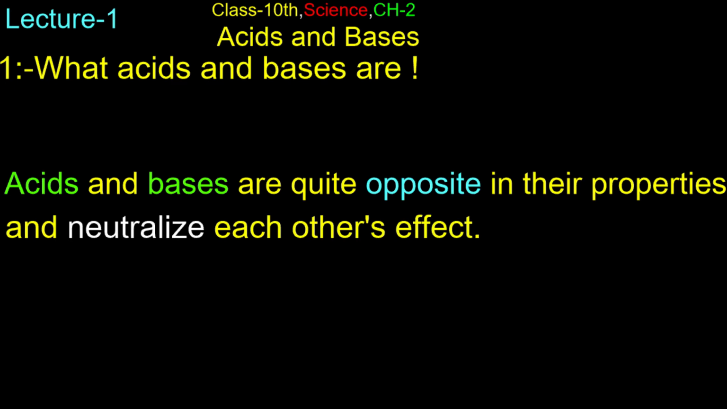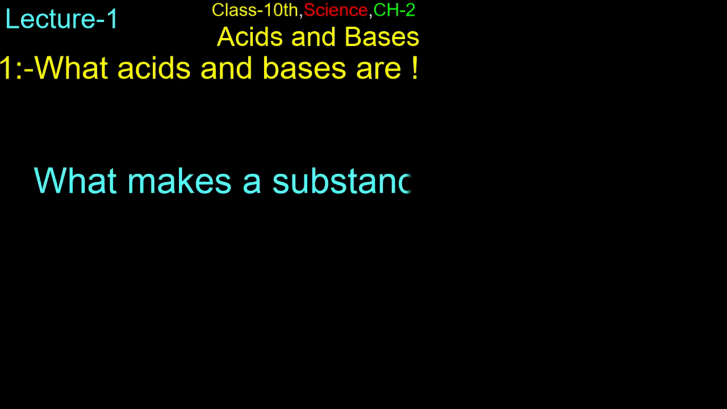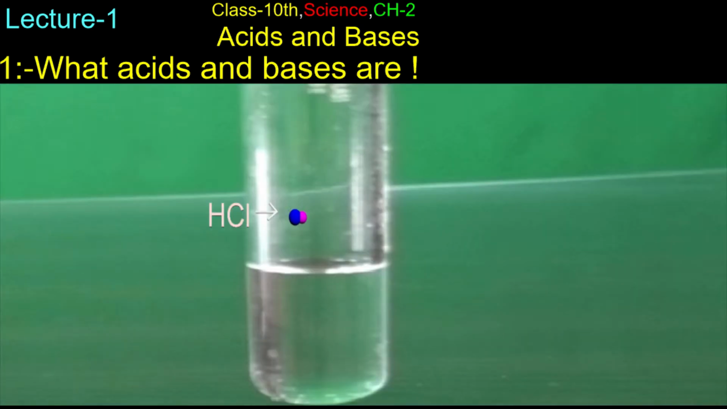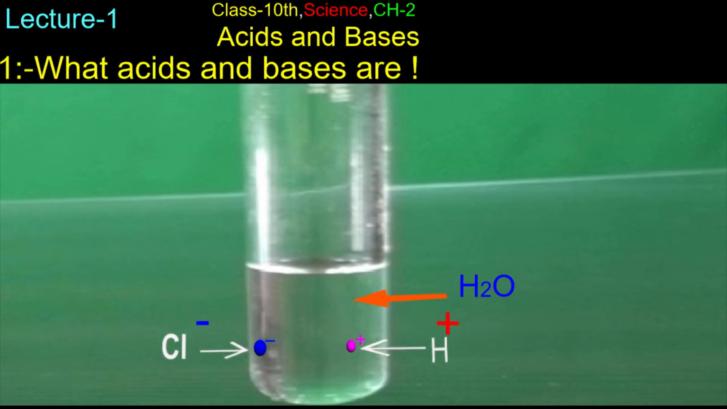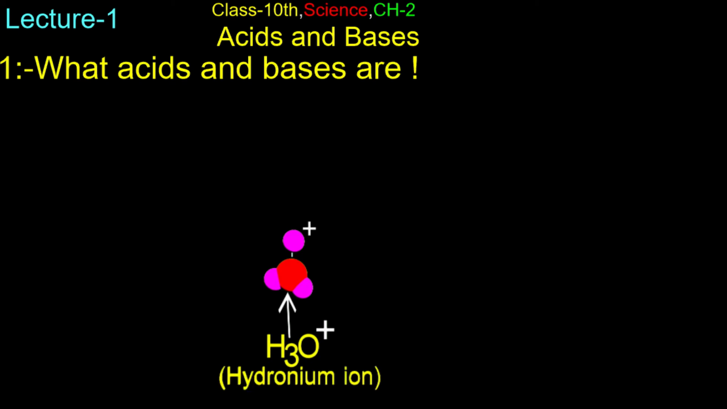Now the question is, what is it that makes a substance acidic or basic? An acid is a substance that produces hydrogen ions on ionization in a solvent. Hydrogen ions cannot exist independently. On dissolving in water, hydrogen ions combine with H2O to form H3O+ ions.